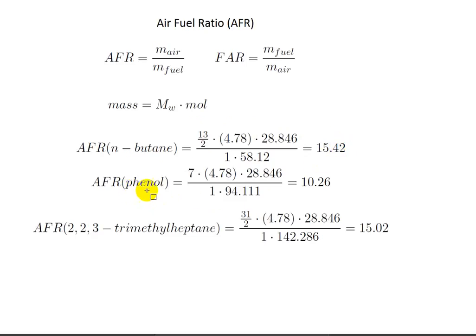The AFR for phenol is going to be done the same way. This 7 was the coefficient in front of the air. There were 4.78 moles of air, and this is the average molecular weight of the air. This is the molecular weight of the 1 mole of fuel. Finally, we've done the AFR for trimethylheptane, and that pretty much is the same calculation.